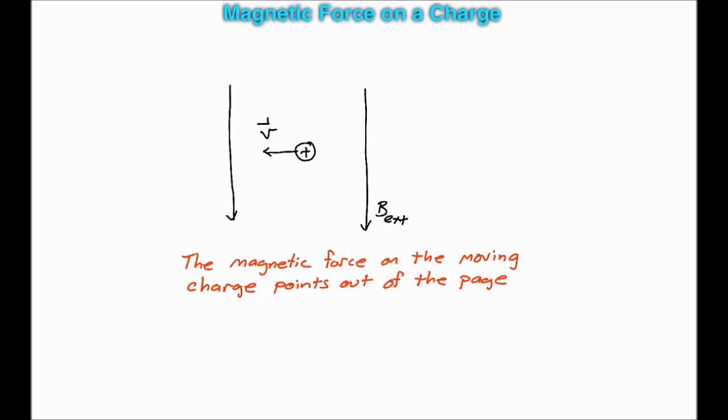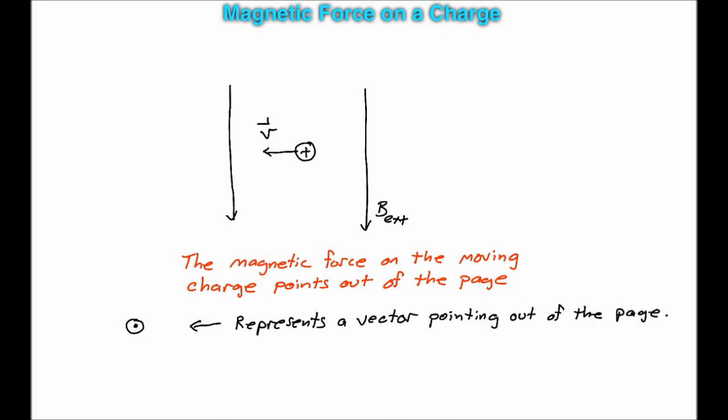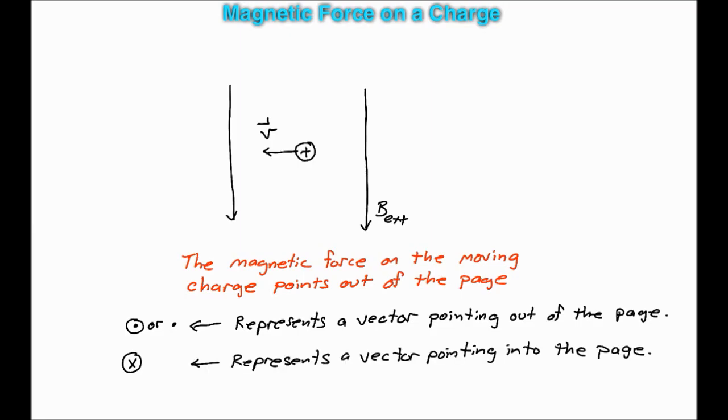So this is typical in these magnetic force problems that we have to deal in 3 dimensions. So we need a convenient way to show vector directions that point into or out of the page. So here are some symbols that we can use to represent that. This symbol represents a vector pointing out of the page, and sometimes you might see it as just a dot. And then we have this symbol, and that represents a vector that points into the page, or you might just see it as an X.